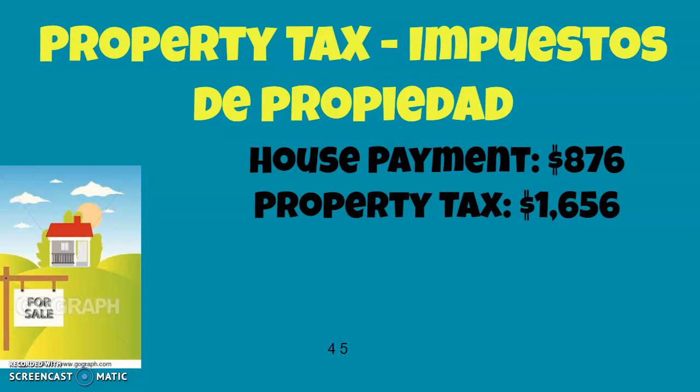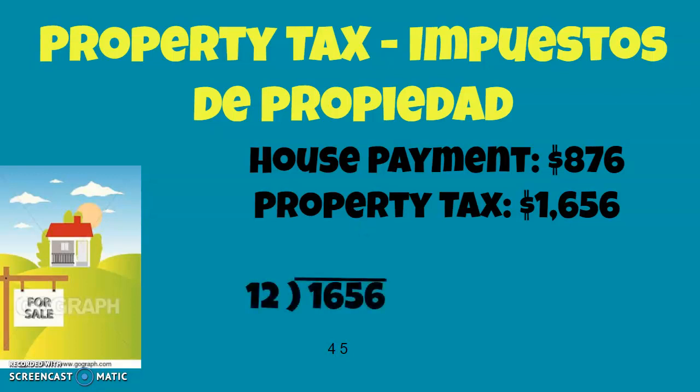They might ask you, how much is your house payment plus your tax each month? So, ¿qué tal si te preguntan cuánto es el pago de tu casa con el impuesto de la propiedad cada mes? So what you need to do is you need to divide your property tax by 12 because there are 12 months in a year. Vas a dividir el impuesto de la propiedad por 12 porque hay 12 meses en un año. Y eso te va a dar cuánto impuesto pagas cada mes.